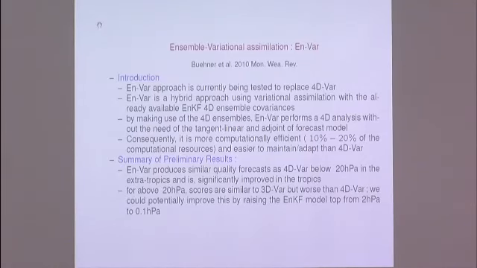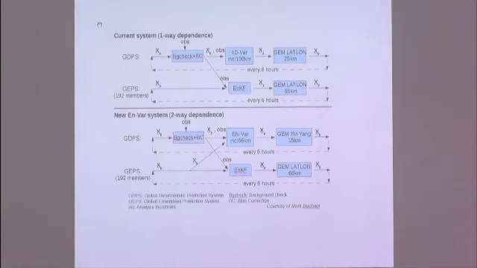EnVar performs 4D analysis without the need for, and this is very important, a tangent linear and adjoint forecast model. And we get it for some 10 to 20% of the computational resources. We have some preliminary results for the latitude-longitude grid, but not yet for Yin-Yang.